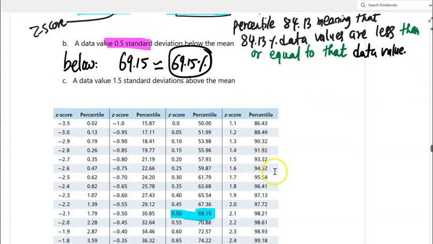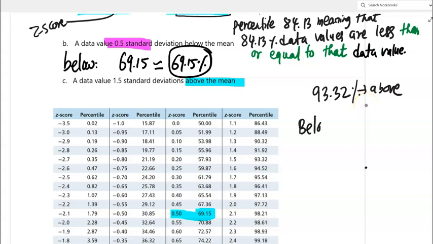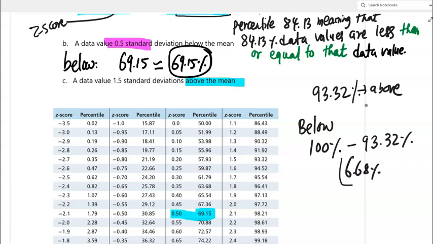So this is the 1.5, 93.32. So 93.32 is the area below. So the above is going to be 100% minus 93.32%, that gives you 6.68%. That is above the mean. Okay.